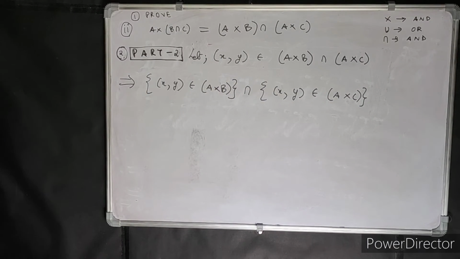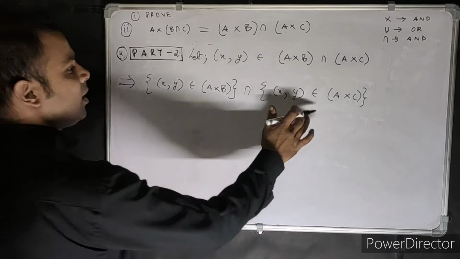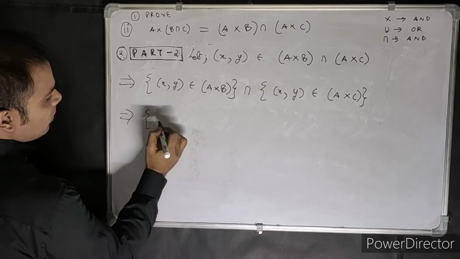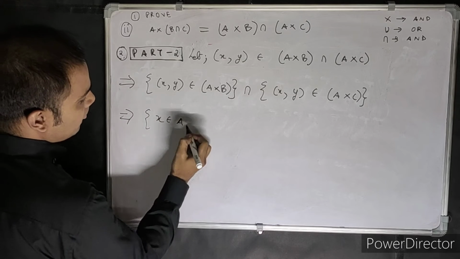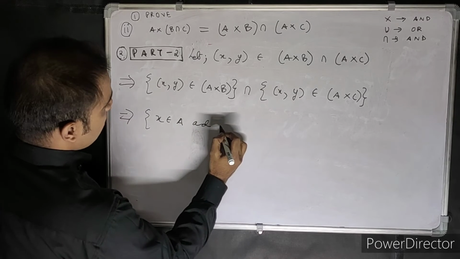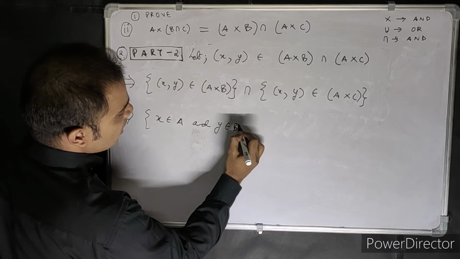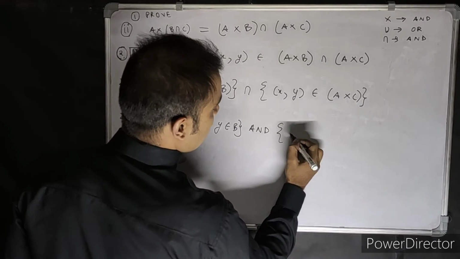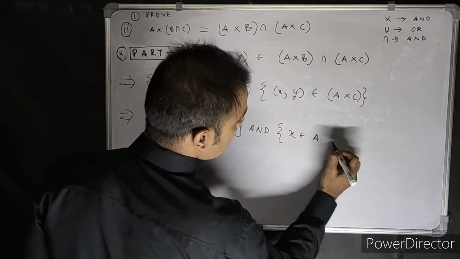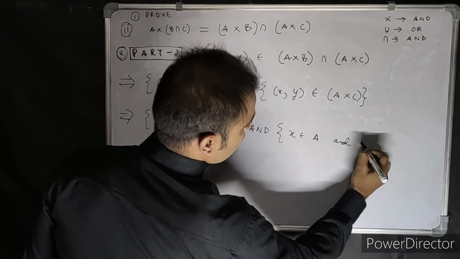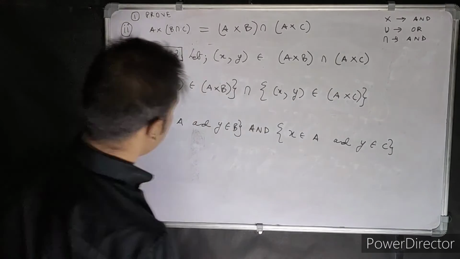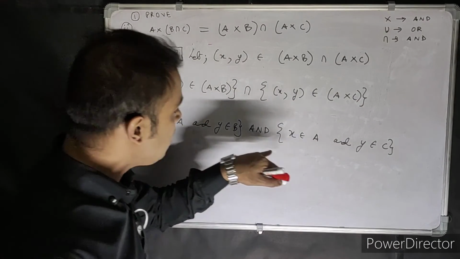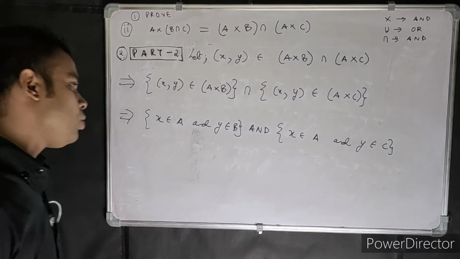So now from here, what do we do? Let's split these parts in board maths style. So X belongs to A and Y belongs to B. Change that to 'and', put it as a capital 'and'. X belongs to A and Y belongs to C. Hope I have written it correctly because I am doing it very quickly. X belongs to A and Y belongs to B. X belongs to A and Y belongs to C.